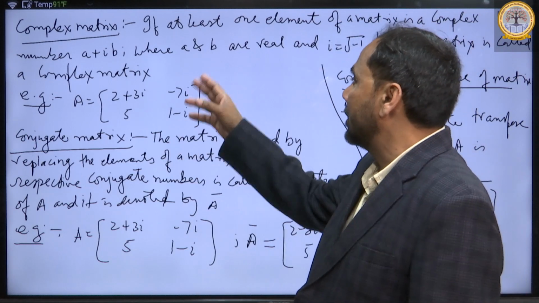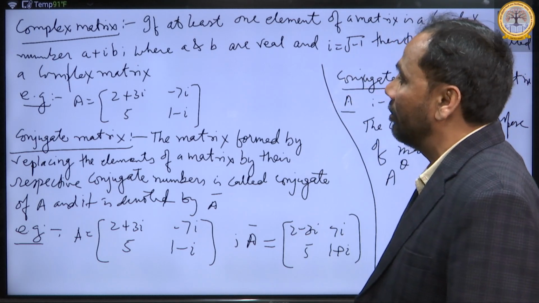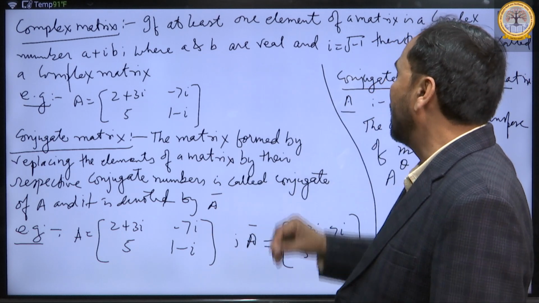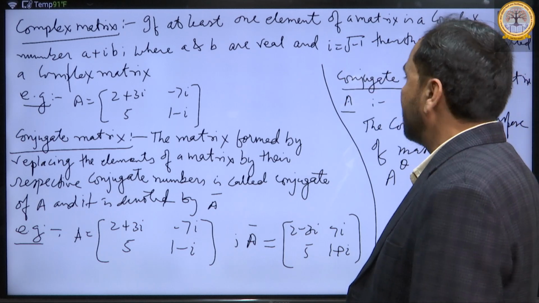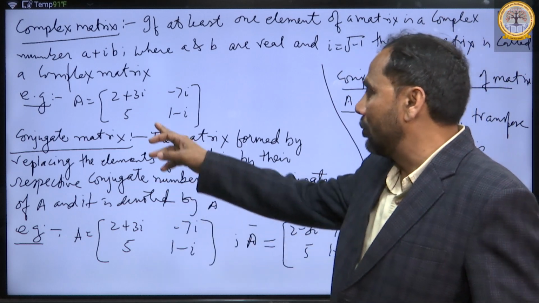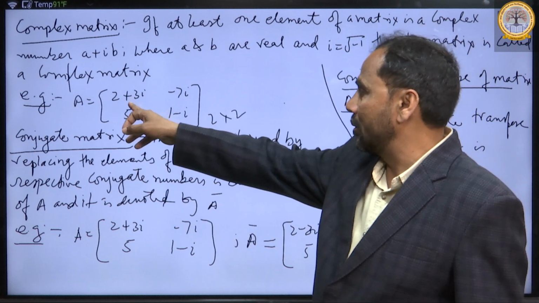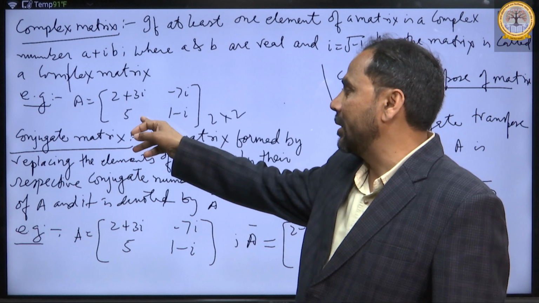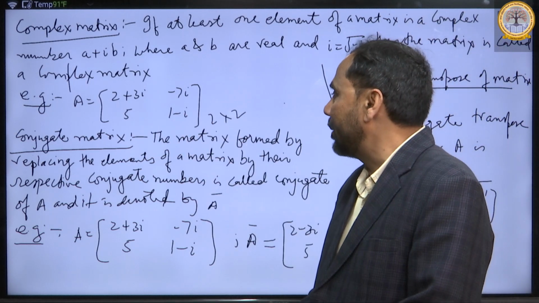In a complex matrix, if at least one element of the matrix is a complex number a plus ib, where a and b are real and i is equal to the square root of -1, then the matrix is called a complex matrix. For example, a 2 cross 2 matrix: first row is 2 plus 3i, minus 7i, and second row is 5, 1 minus i. Then this matrix is known as a complex matrix.